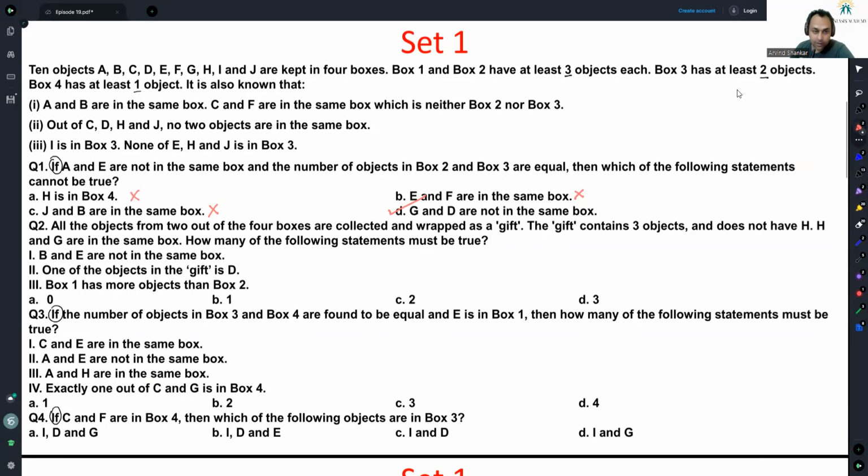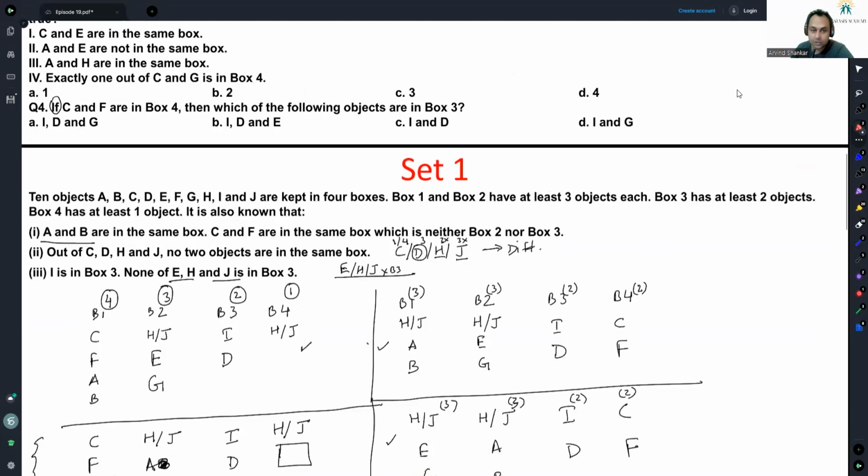All the objects from 2 out of the 4 boxes are collected and wrapped as a gift. The gift contains 3 objects. If the gift contains 3 objects, it can only be from box 3 and 4. Box 3 has 2 items, box 4 has 1 item, only then, and does not have H. Okay.